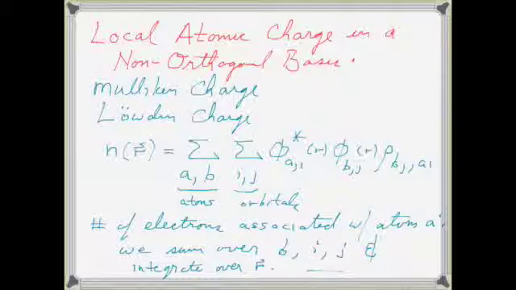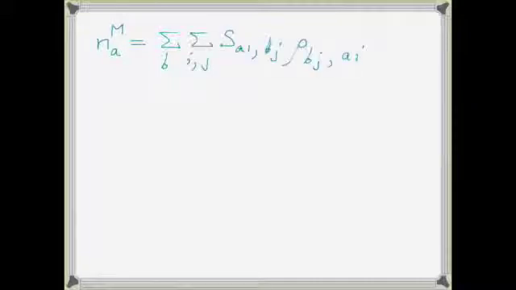So you end up with N, the number of electrons associated with atom A, I'll put a big superscript M for Mulliken, is equal to the sum over all other atoms B, sum over I comma J. And that would be the approximation for the Mulliken charge.